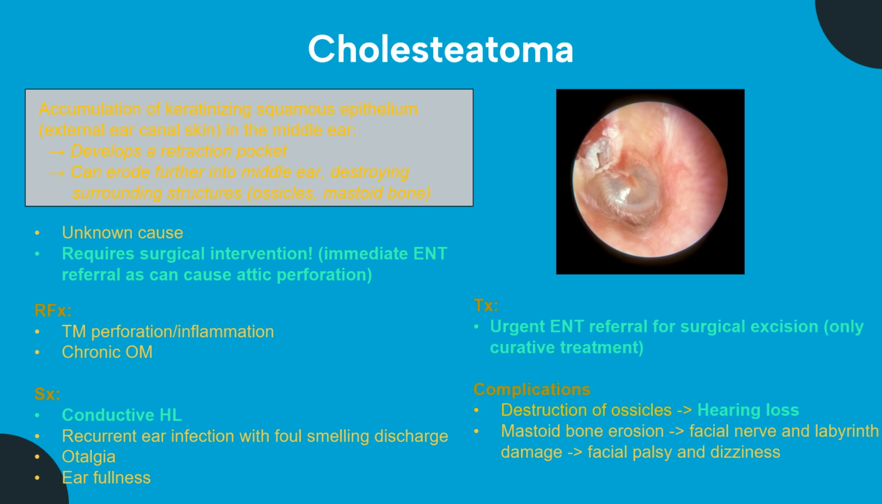So as mentioned earlier, urgent ENT referral, because you need to cut it out, is the only treatment that will work. And as mentioned, complications can lead to permanent hearing loss through destruction of the ossicles and can even erode to the area of the mastoid bone. And if you're thinking about anatomically what's surrounding that area, so the facial nerve, and you can even do damage to the labyrinths, which can cause permanent pathology.